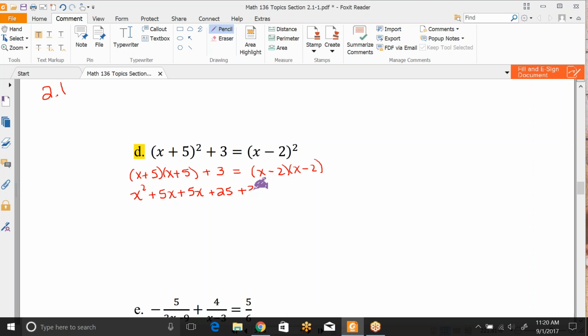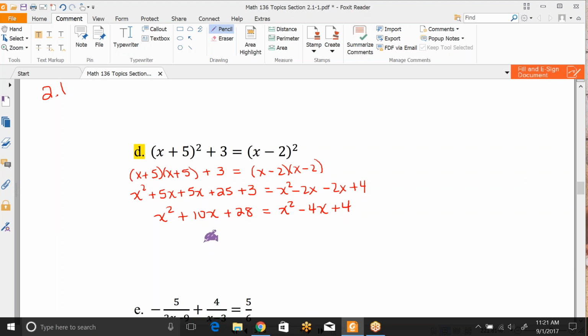Bring down the plus 3. Equals x times x is x squared, x times negative 2 is negative 2x, negative 2 times x is negative 2x, and negative 2 times negative 2 is positive 4. Combining like terms on the left, we'll get x squared plus 10x plus 28 equals x squared. Combine the like terms over here, we'll get minus 4x and then plus 4.